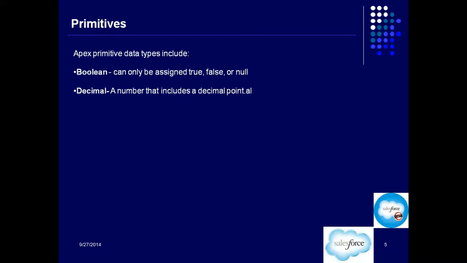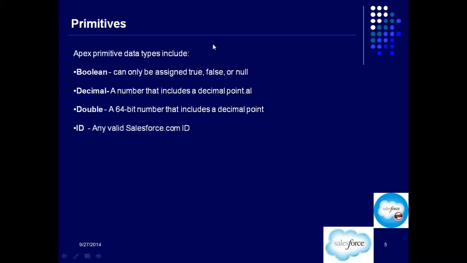decimal, a number that includes a decimal point, double, a 64-bit number that includes a decimal point, ID, any valid salesforce.com ID. So ID is a data type which can hold salesforce.com IDs, the record IDs that we used to deal with in Visualforce pages, remember, in the URL. So those IDs can be stored in this ID data type.